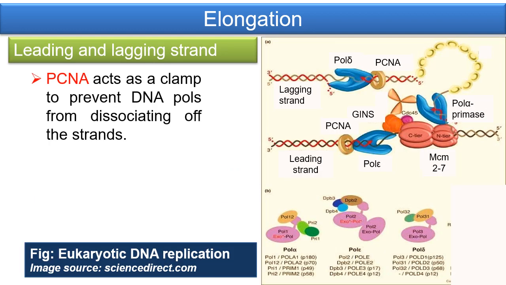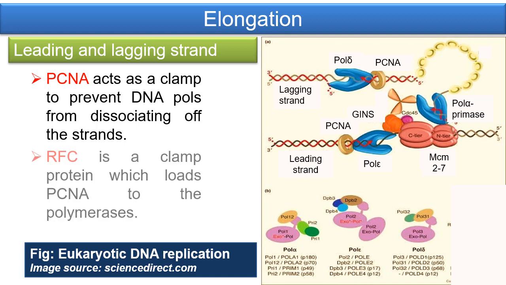As I have already mentioned, PCNA acts as a clamp or like a clip to prevent DNA polymerases from dissociating off the DNA strands. PCNA is also a protein. Now the other protein, that is RFC, replication factor C, helps in loading of PCNA to the DNA polymerases. So RFC acts like a clamp loader which loads PCNA to the polymerases.